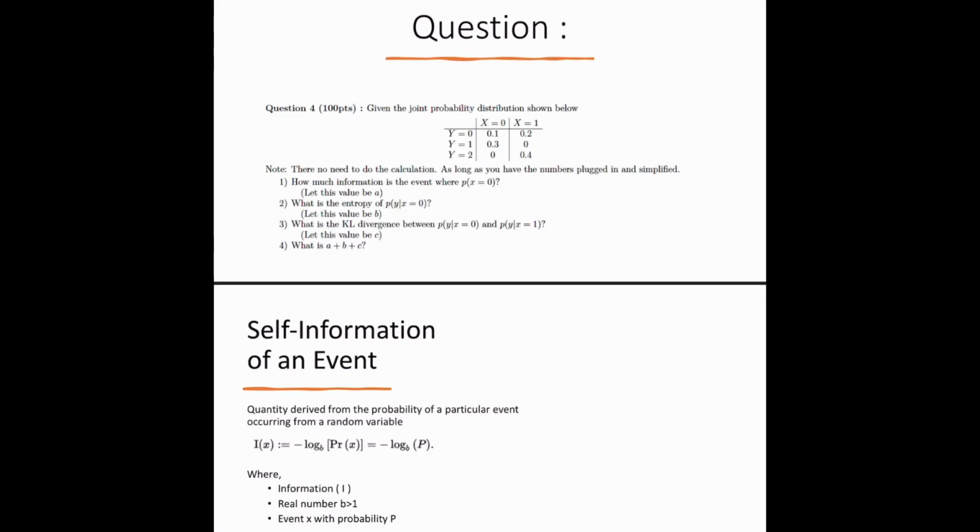We will be looking at how to solve the below question. Given the joint probability distribution shown below, the first part asks to calculate how much information is in the event where p of x is equal to 0. The second part is what is the entropy of p of y given x is equal to 0. The third part is what is the KL divergence between p of y given x is equal to 0 and p of y given x is equal to 1. And the fourth part is where you have to sum all these values.